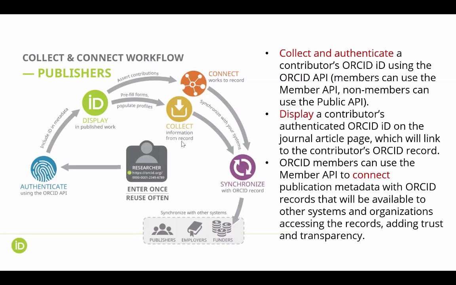The third step is either collect or connect. For collect, it means using the ORCID API, you can collect information from ORCID, and by collecting that information, you can fill it into your system. We call it pre-fill, or you can even populate profiles within your system. And for connect, it means you can use the ORCID API to push works from your system to ORCID records. The connect feature is only available in the member API. So ORCID members can use the member API to connect publication metadata from your system to ORCID. And I will share with you more by taking the example of Open Journal System.